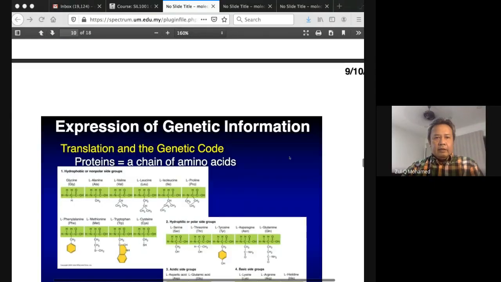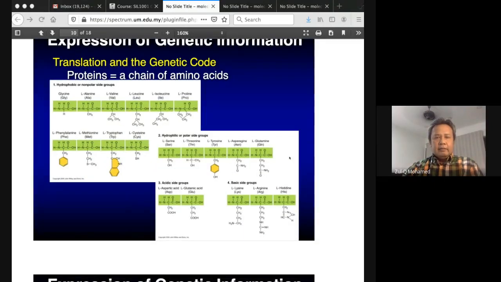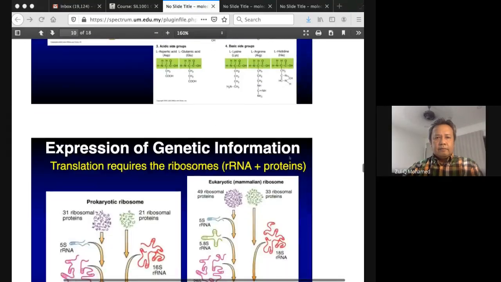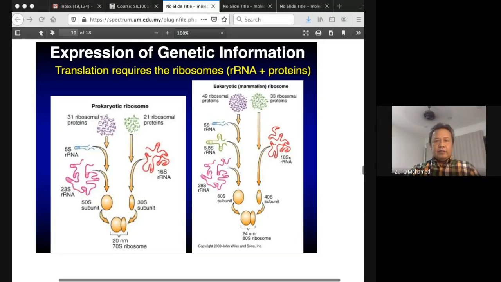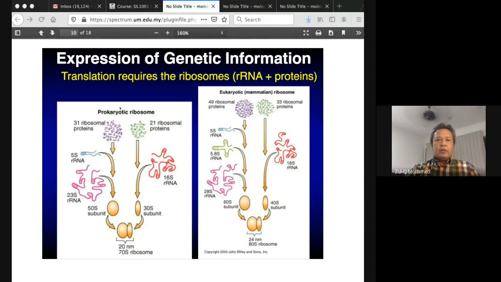So anyway, things that are important for you to remember. The take-home message for translation is, this is the first slide that shows you the different ribosomes. On the left is the ribosomal unit for prokaryotes, and on the right is the ribosomal units for eukaryotes. A ribosome molecule has a small subunit and a large subunit.